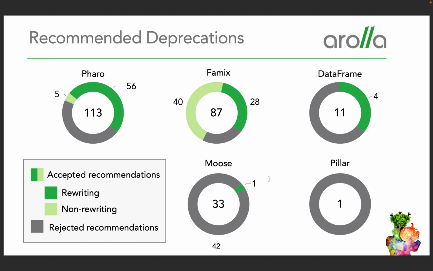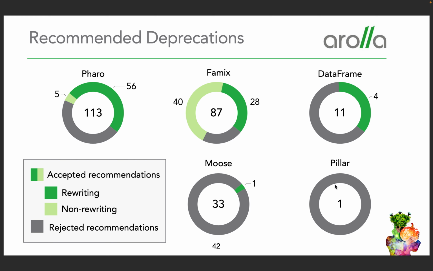And as you can see, for the top parts, so for Pharo, Famix, and DataFrame, a good number of deprecations was accepted. For Pharo and Famix, those are more than 50%, and for DataFrame, those are 4 out of 11. But considering DataFrame is a really small project, it's a good result. But for Moose and Pillar, there is almost nothing. So this is a very interesting result.